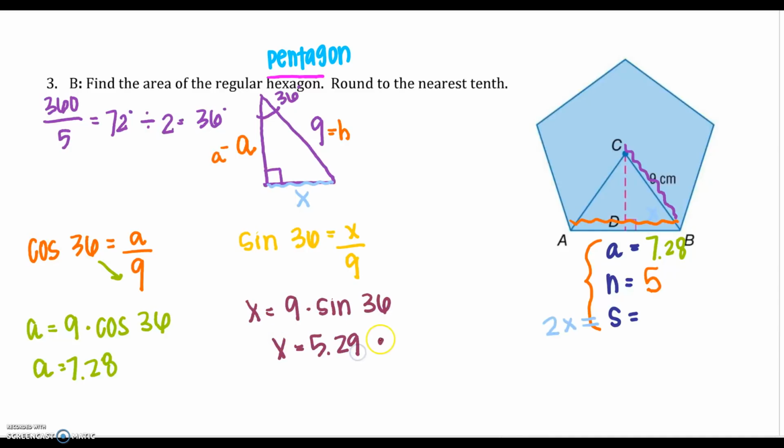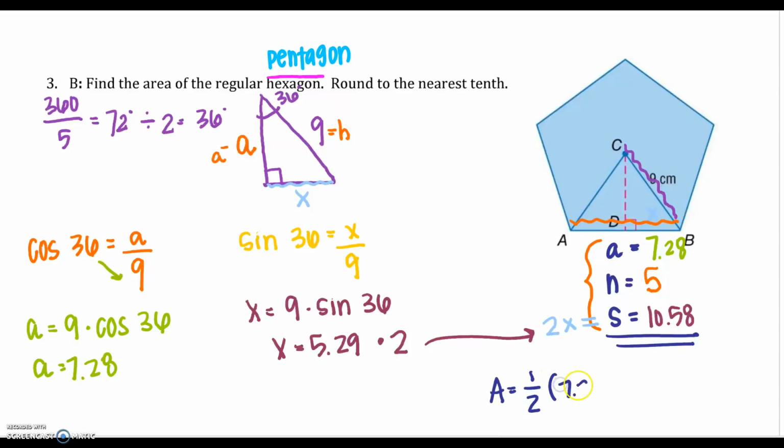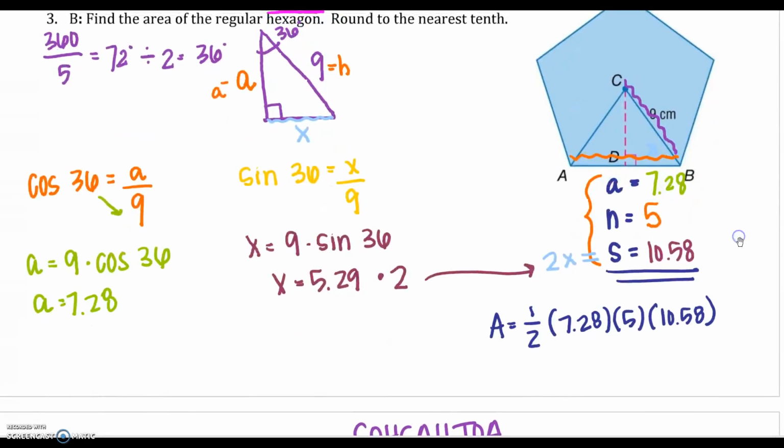I'm going to multiply it by 2 to get to s already. So my s is going to be 10.58. And then once I have all 3 of those, now I'm ready to solve. A equals 1/2 A, N, and S. If you are not familiar with those SOHCAHTOA things, you probably need to refresh your memory. So my area is going to approximately equal 192.6 centimeters squared.